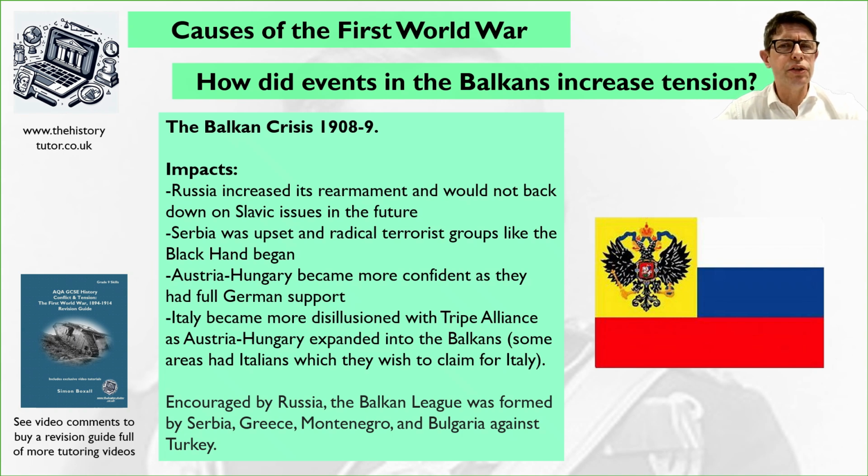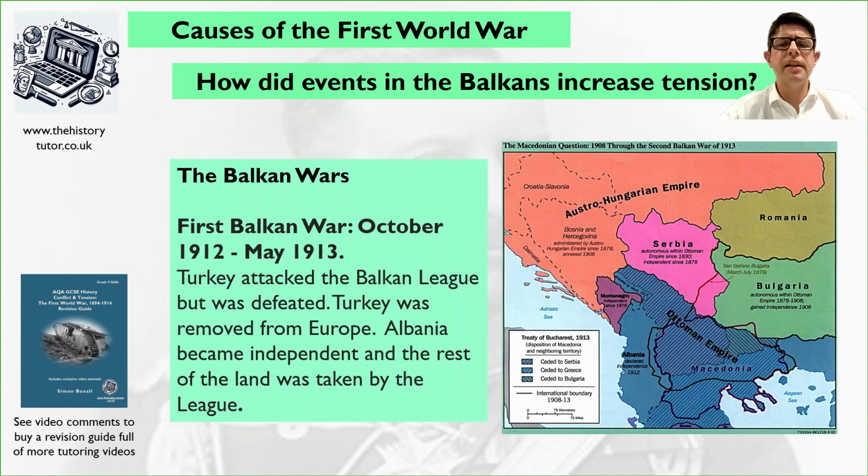But Italy became disillusioned with the Triple Alliance. Austria-Hungary had expanded in the Balkans again, and there were lands there with Italian people in that they thought they should have, and being in an alliance with Austria was not benefiting them. And finally, encouraged by Russia, the Balkan League was set up, involving Serbia, Greece, Montenegro and Bulgaria, and the aim was to try and get independence from the Turks. So this led to the Balkan Wars.